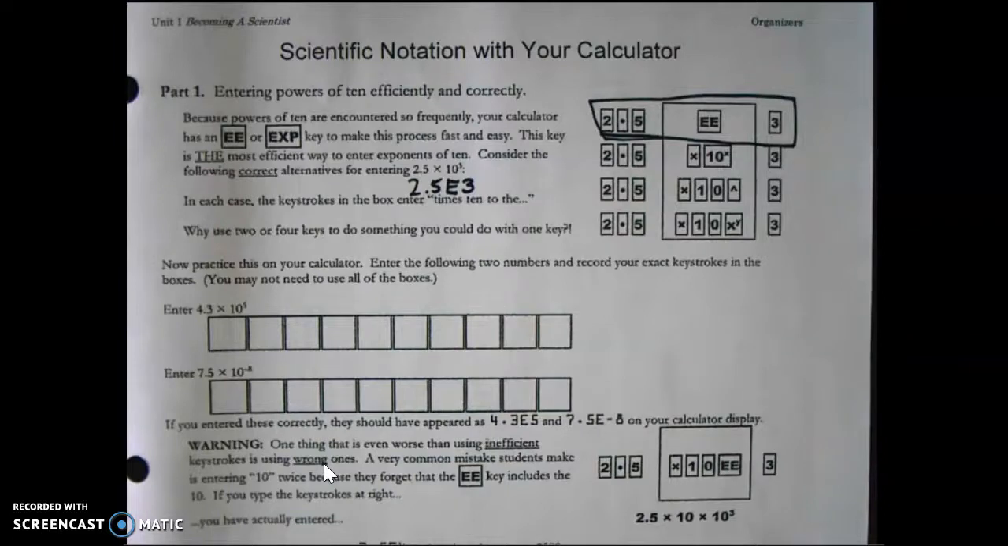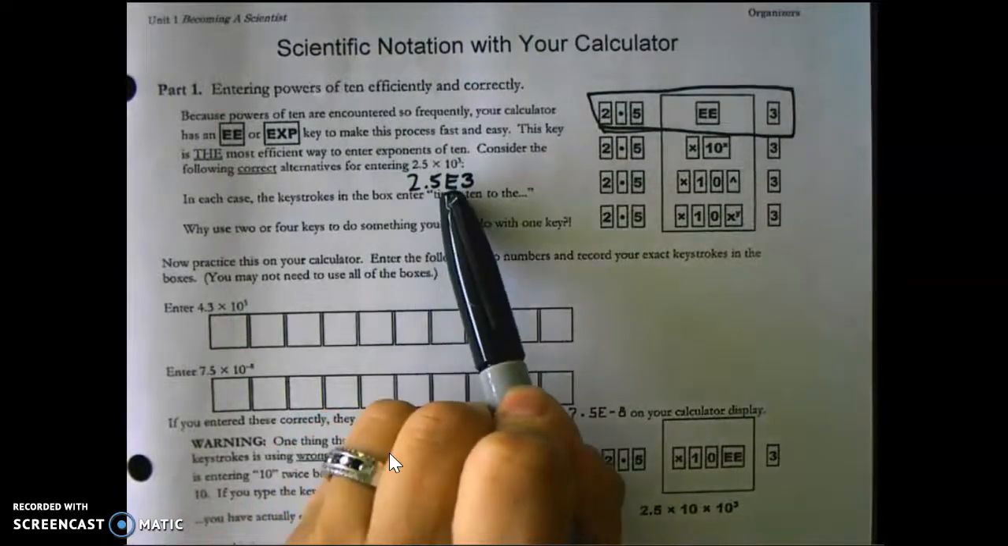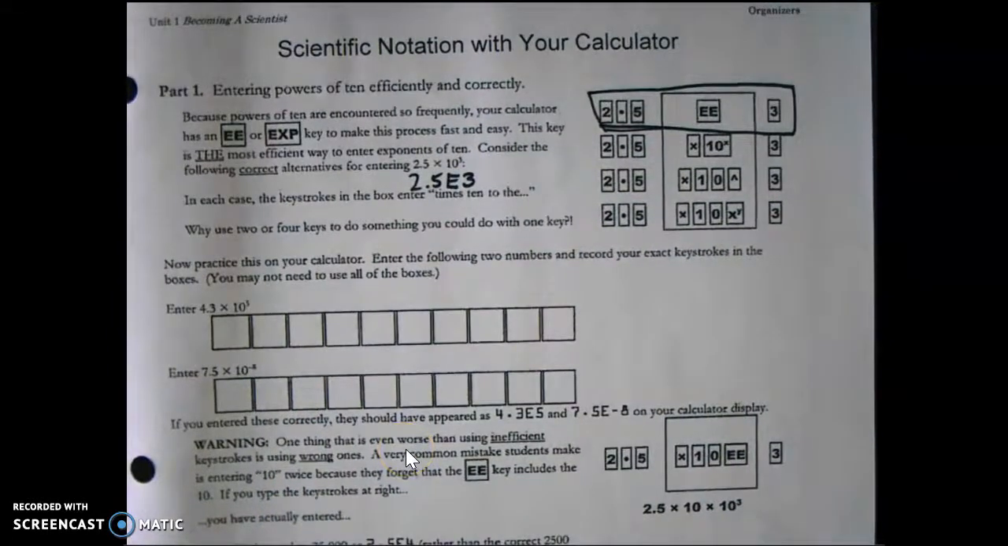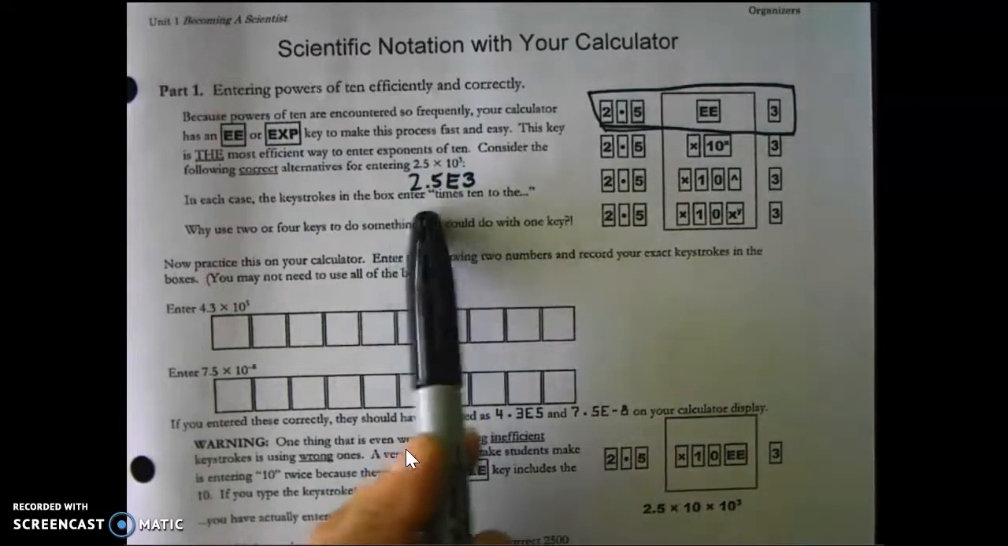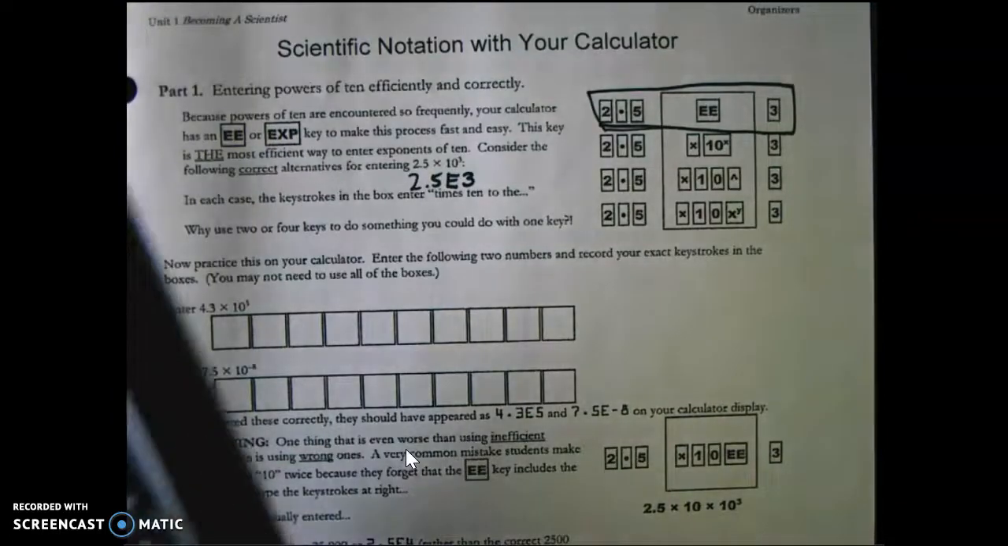Now, the other thing is when you write a number from your calculator, you need to translate that E into the times 10 to the. Writing 2.5 E3 on a test, a quiz, a lab, a homework assignment is not acceptable. That's calculator talk. That's not proper scientific notation person talk. So you need to make sure that you translate that 2.5 E3 into 2.5 times 10 to the third, like you're used to seeing, okay?